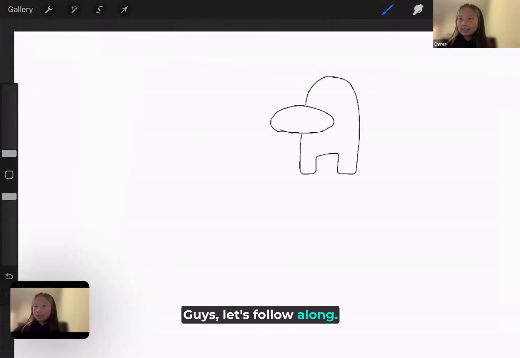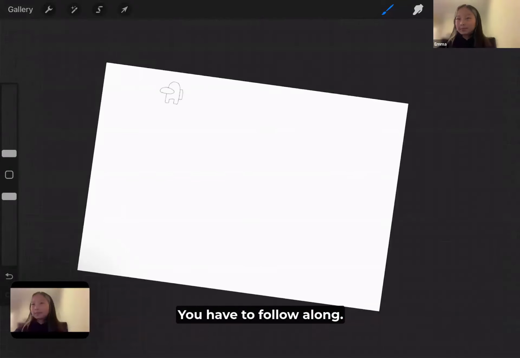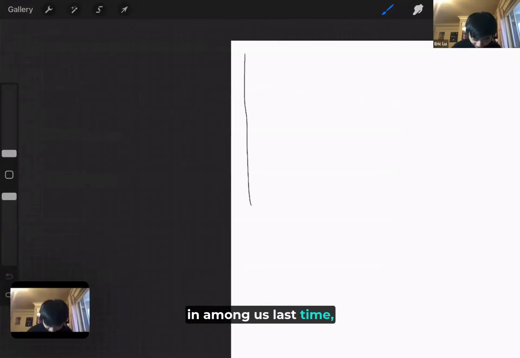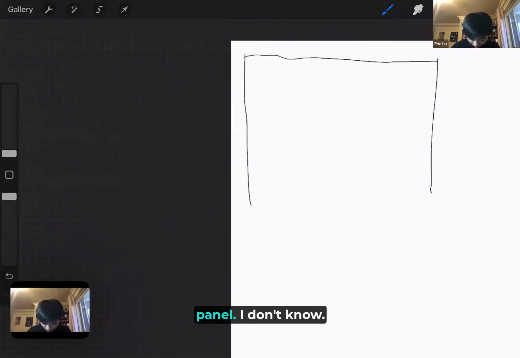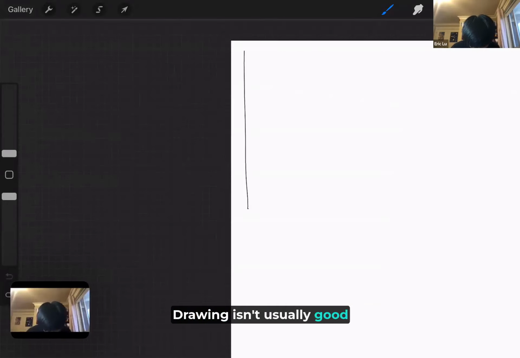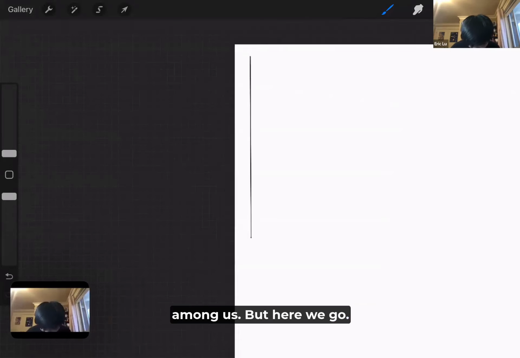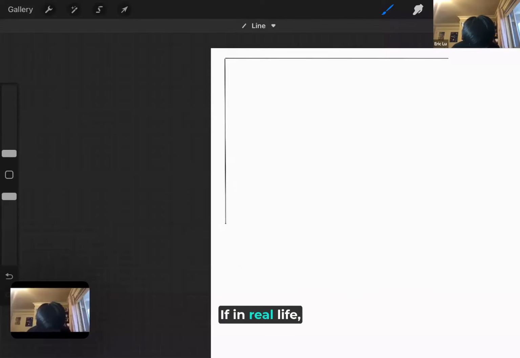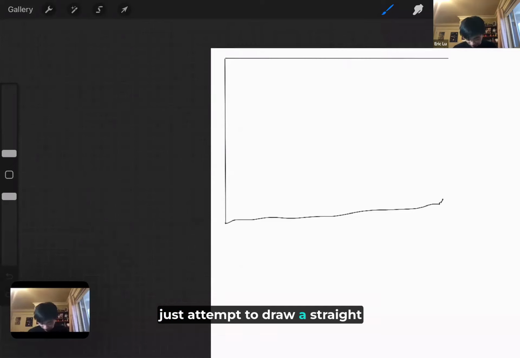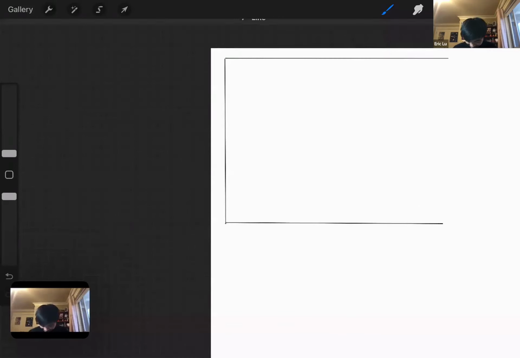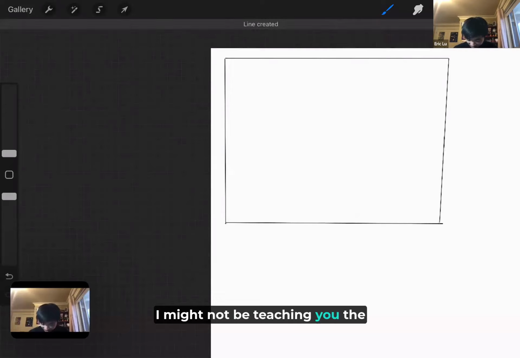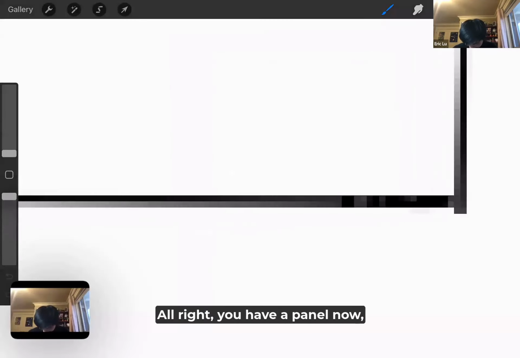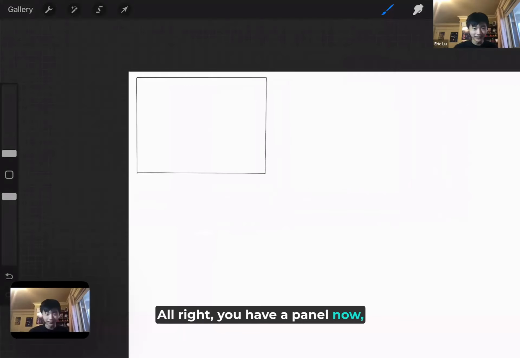Guys, let's follow along. You have to follow along. Yeah. So, in order to draw what we have drawn in Among Us last time, we have to start with the first panel. I know my drawing isn't usually good because I don't usually draw Among Us, but here we go. Just hold down the pen to make a straight line in Procreate, or just use a ruler even in real life. If you don't have a ruler, just attempt to draw a straight line as best as you can. I might not be teaching the correct thing, but hey, we're having fun, and I guess that's all that matters. Alright, you have a panel now.